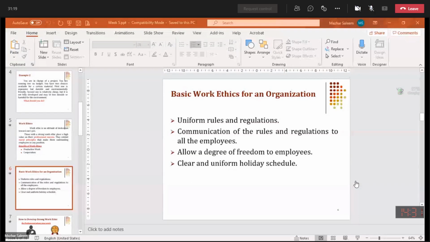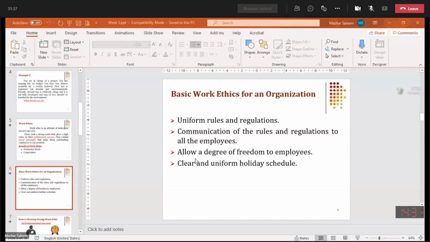Okay. Any other point? Moin Awes. Okay, or Mubin, you raise your hand. Sir, can job security be a part of work ethics in an organization?